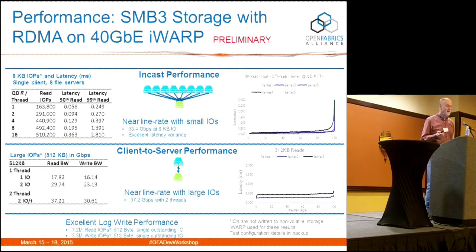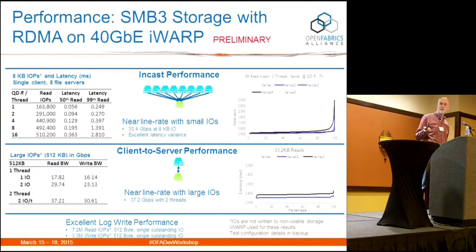Second one is an in-cast performance thing. It's all very well and good to have one client to one server, but that's not very real world. So here we had a single client reading data from 8 servers. And we raised the thread count and measured both latency and IOPS as it went up. And it maxes out somewhere around 500,000 IOPS.